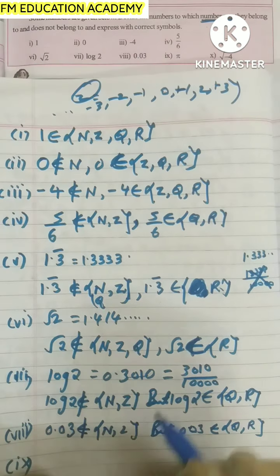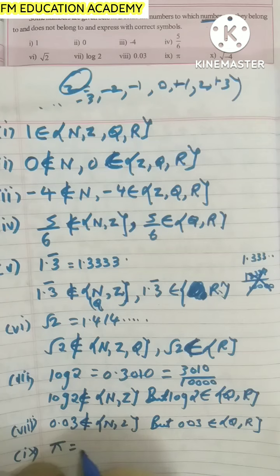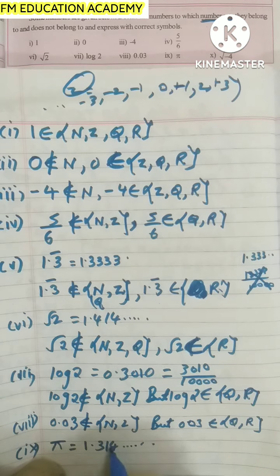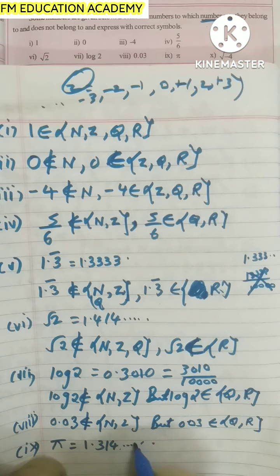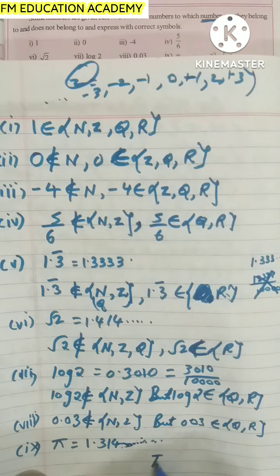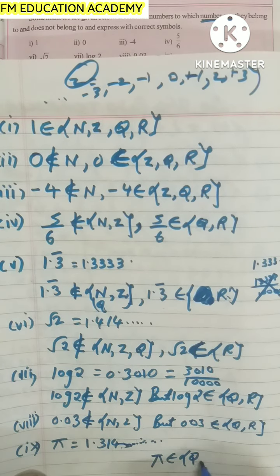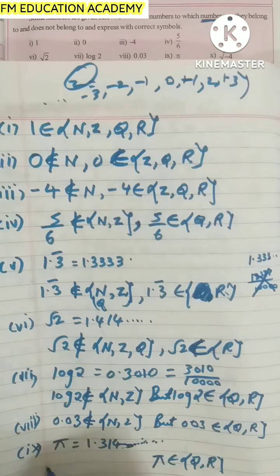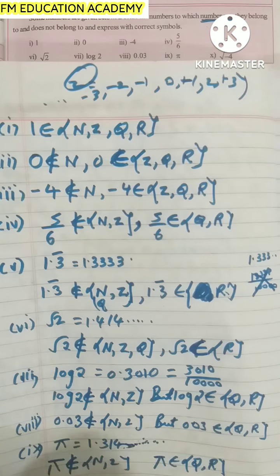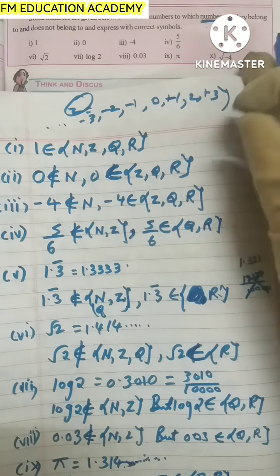Now the ninth bit is pi. Pi is a special number whose value is either 22 by 7 or it can also be written as 3.14 and so on. It is an irrational number because we don't know how many digits are repeating here. But actually we can also write it in fractional form, so we can say that pi belongs to rational numbers and also real numbers, but pi does not belong to natural numbers and integers.